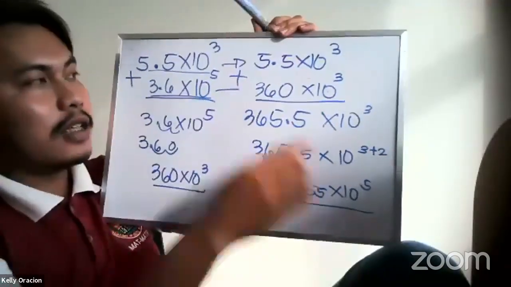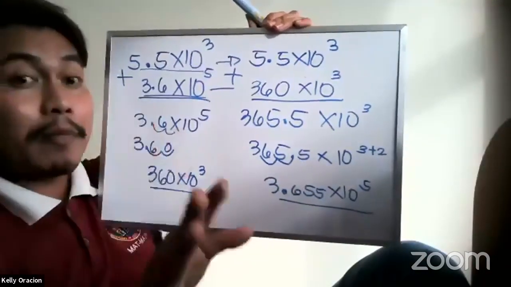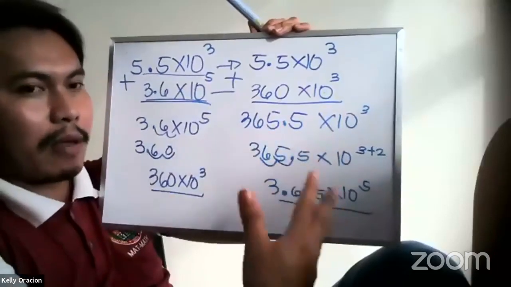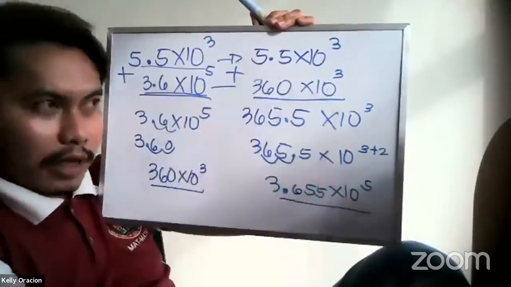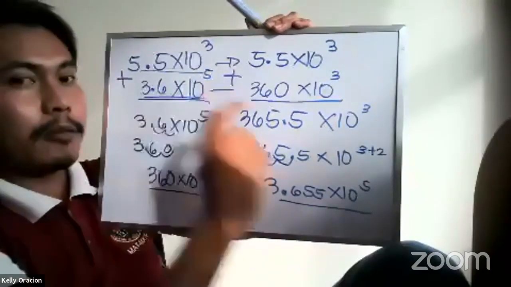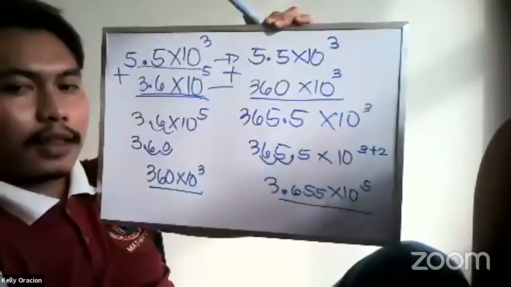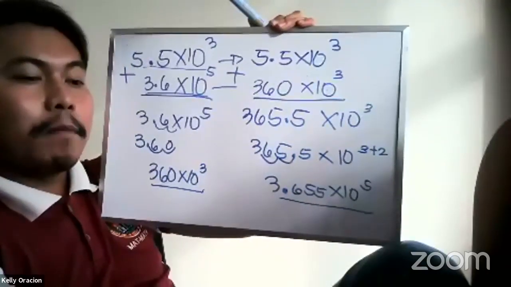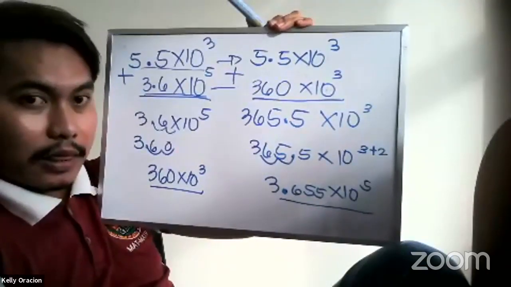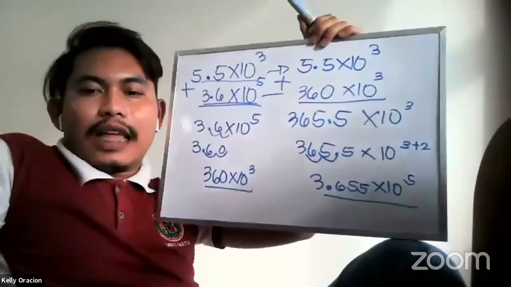Okay, again ha, since silang dalawa positive, mas okay, walang problema if you follow this way. Para mas easier for you to solve, i-follow ninyo ang mas malaki ang exponent. Pero what if silang dalawa negative? Ang i-follow ninyo is yung mas maliit na exponent. Okay? Yun lang. Sige, let's have another discussion.